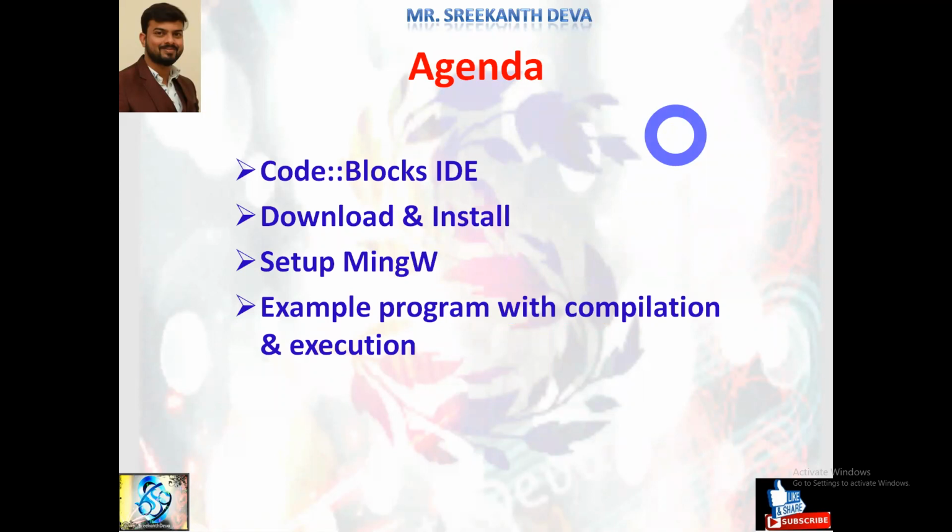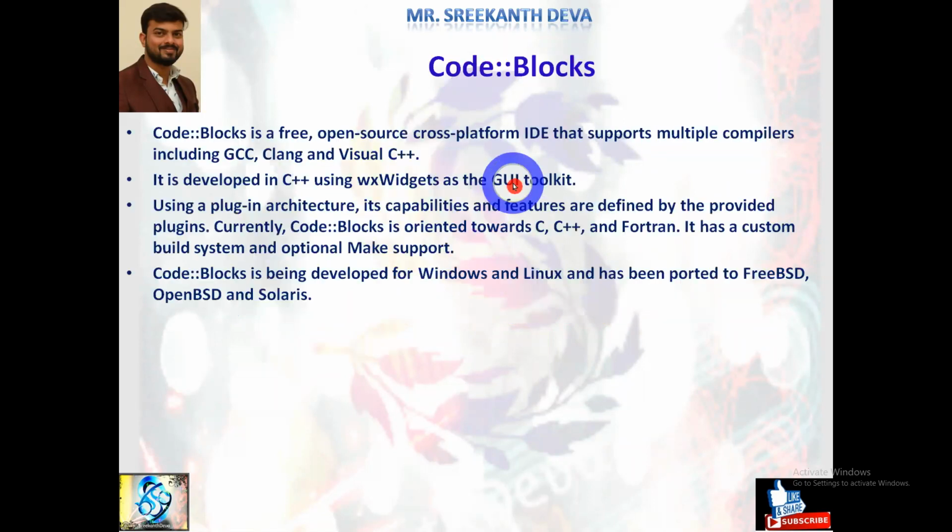Similarly, today we are discussing the Code Blocks IDE: how to download Code Blocks and how to install it, and how to set up MinGW in the DOS working environment. We need to write one simple program in a text editor and run that application in the DOS environment. We'll also discuss how to write a program in Code Blocks, compile and run it in the Code Blocks IDE environment. This is the agenda of this session.